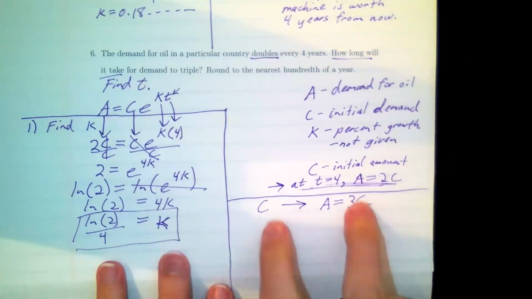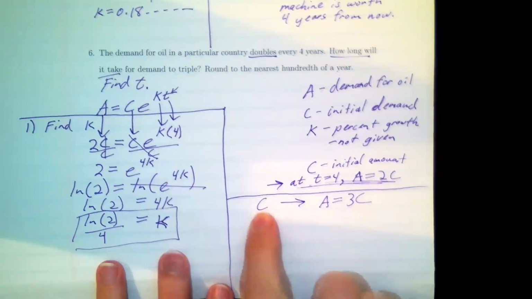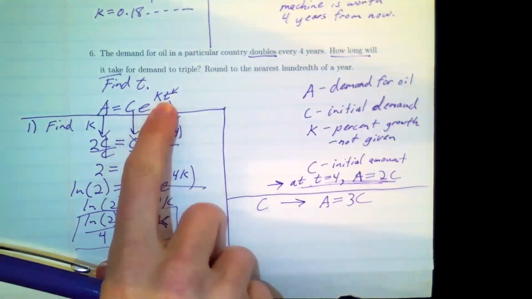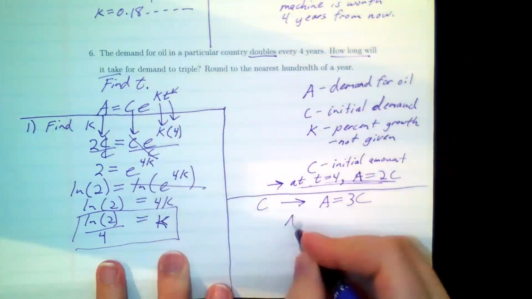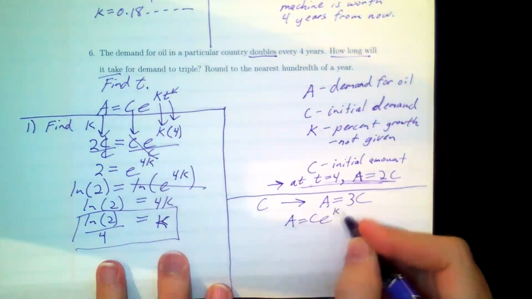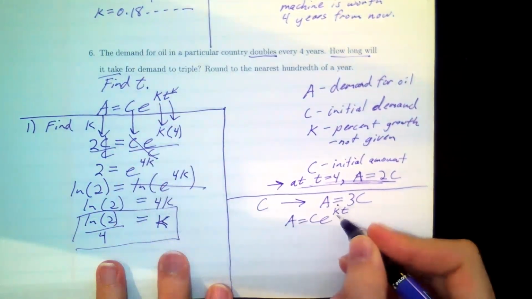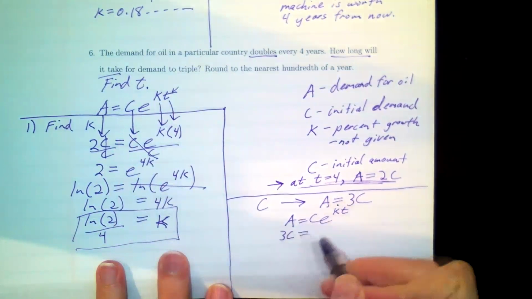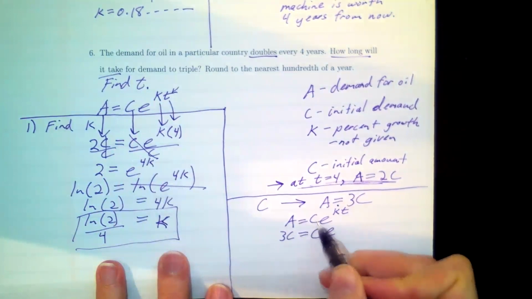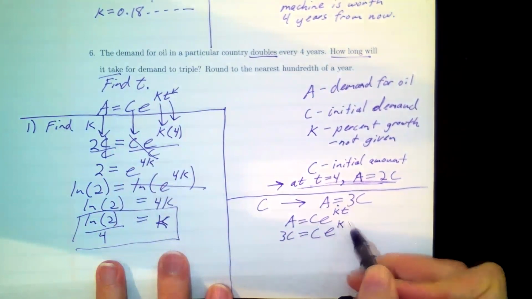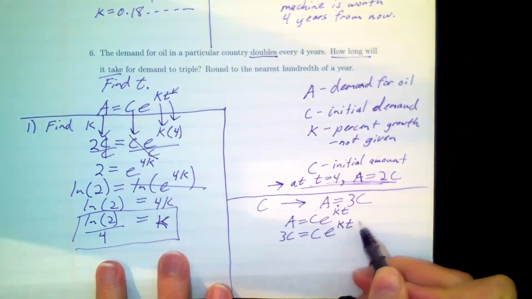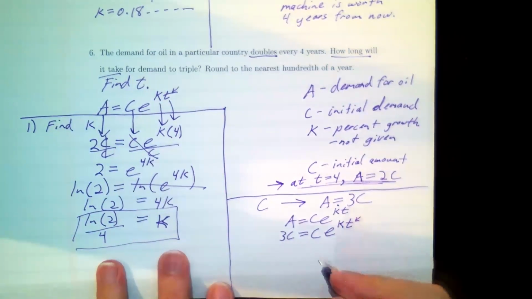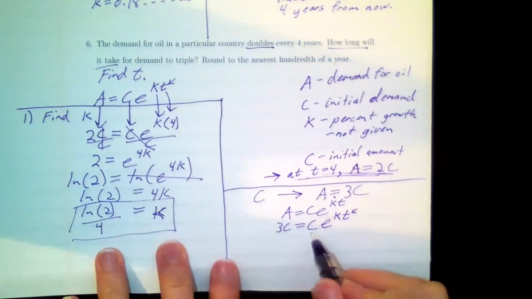So let's plug this in for A and C in my formula to solve for the value of T. So you have A equals C e to the KT. Remember, K is known. I'm going to plug 3C in for A and leave C as unknown. And I'm trying to solve for T. T is the variable I'm solving for. I know what K is. It's in my calculator. Let's go through the motions of solving for T.